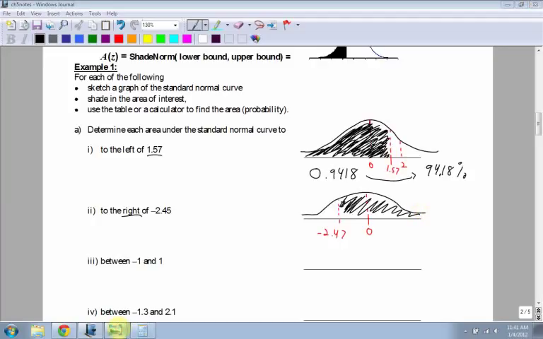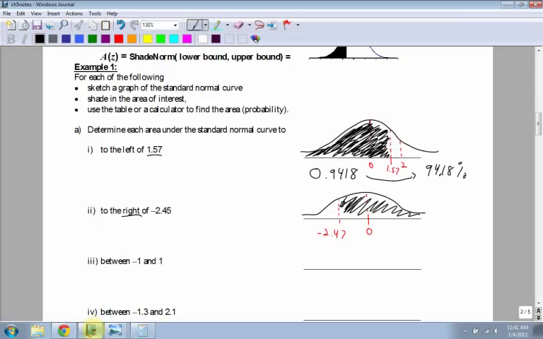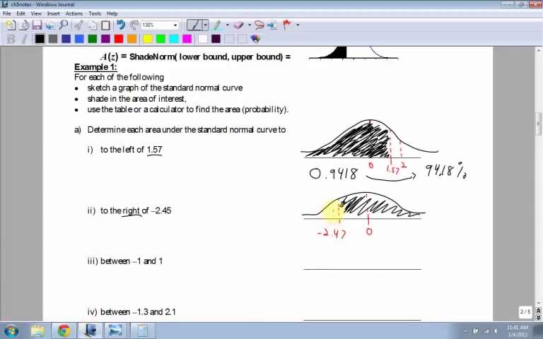Because the tables always give you the area to the left, and this time we're looking at negative values, we want negative 2.47. So I look for negative 2.4 right there. And then I go over 0, 1, 2, 3, 4, 5, 6, 7, matched up with the 7 at the top. And I get 0.0068. But that is the area to the left of the curve. So that would be the area over here, but I don't want that area, I want this area.